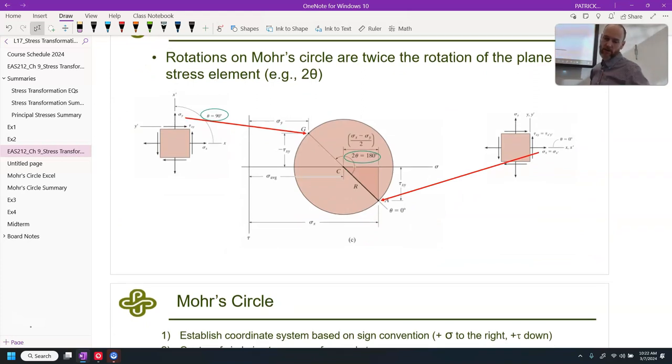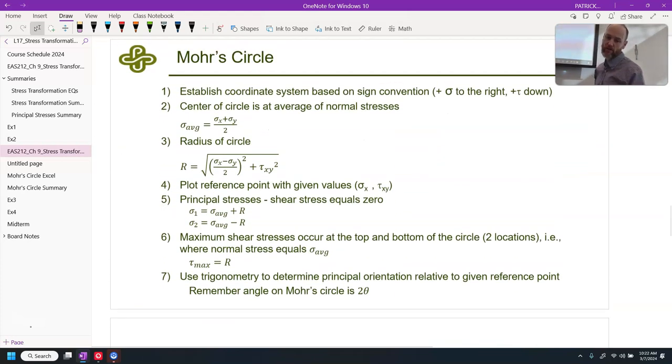That's just depicting what I just mentioned. So the basic rules to follow, and we'll now jump into an example: first, determine the center of your circle, that's your sigma average. Then compute the radius of the circle. From that, you can plot your circle directly. You can calculate sigma 1 and sigma 2, sigma 1 being the center plus r, sigma 2 being the center minus r.